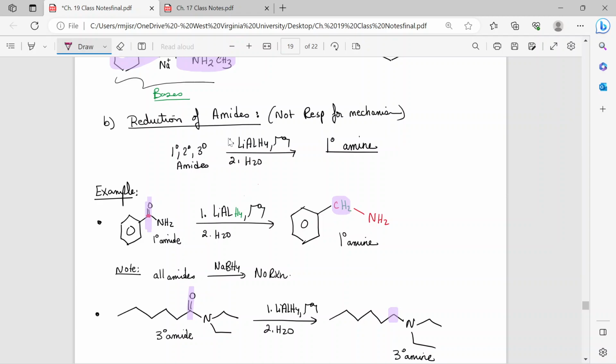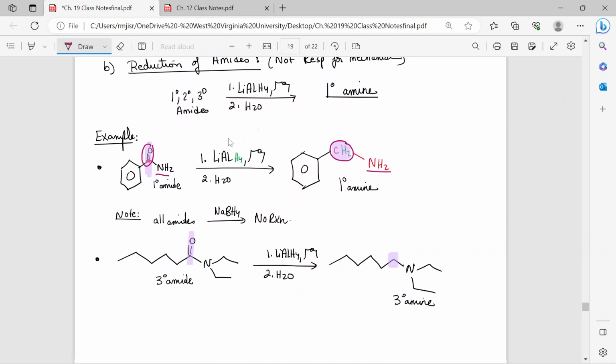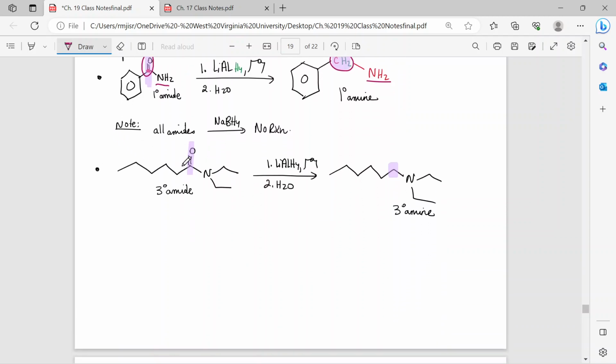And the reduction is going to be on the carbonyl. The nitrogen, the NH2, nothing is going to happen to it. It's going to stay. But the carbonyl is going to turn into a CH2. As I said, mechanism you're not responsible for. This is an example. No matter what type of amide you're working with, you're reducing the carbonyl into a CH2.